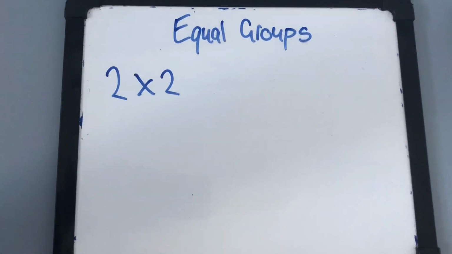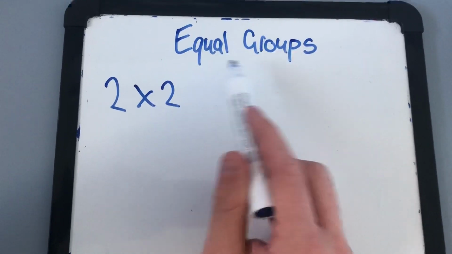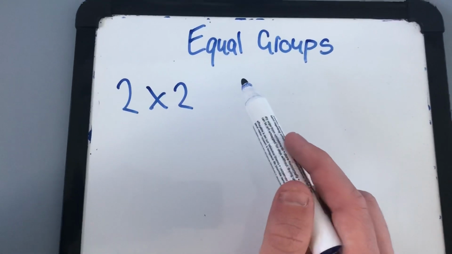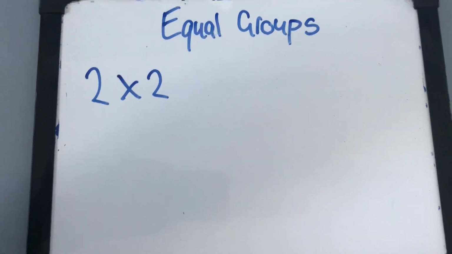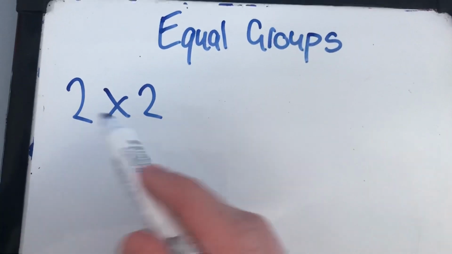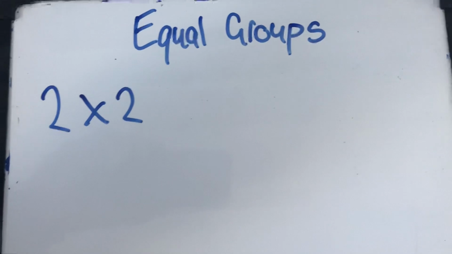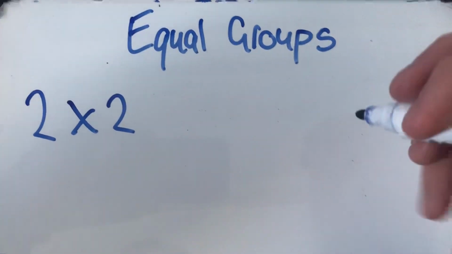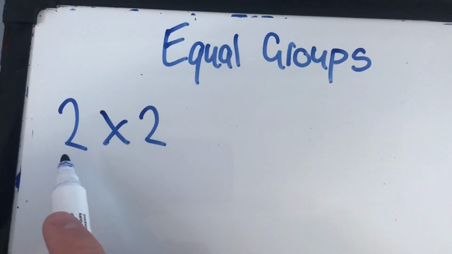So today for our multiplication focus, we're going to be looking at equal groups to help us as a strategy with our multiplication. Now, when we do multiplication, we're basically trying to find out groups. For example, with 2 times 2, we're trying to find out what 2 groups of 2 equal. And we can use equal groups to help us with that.